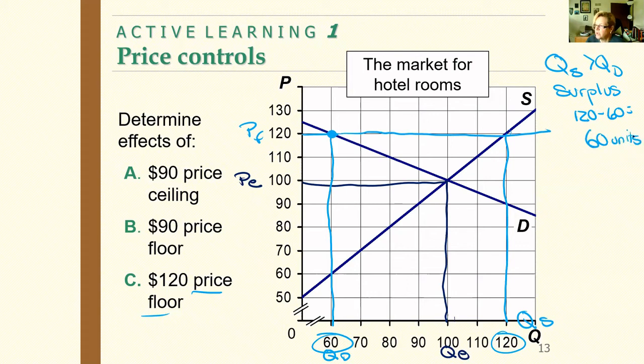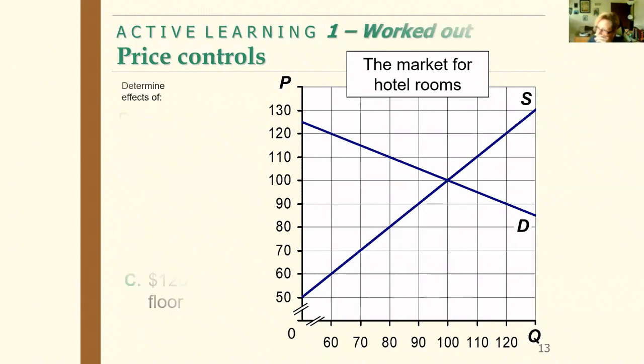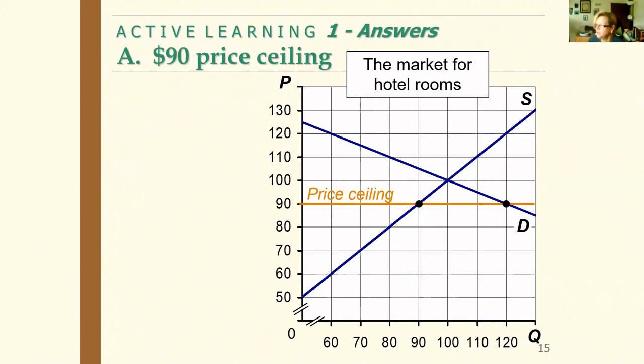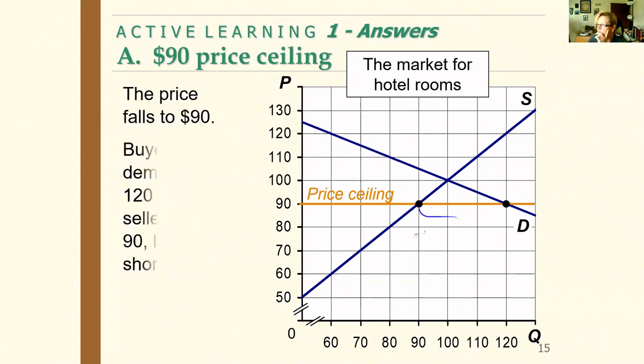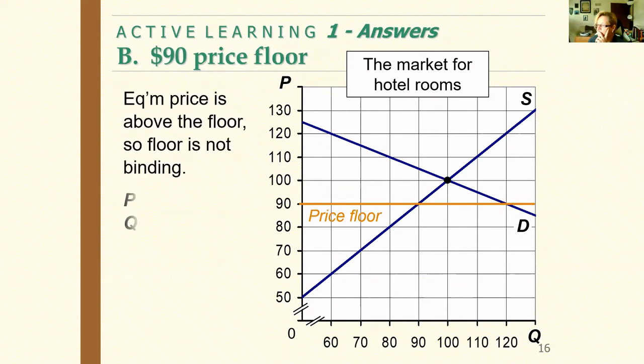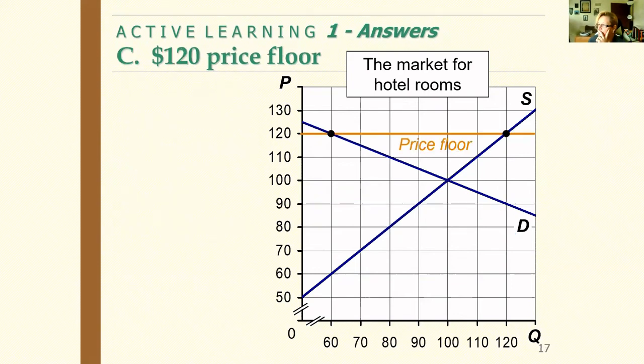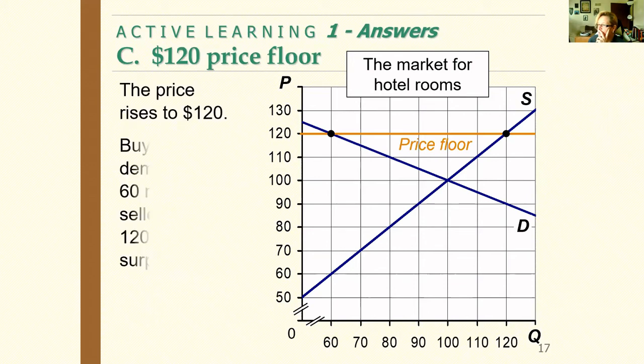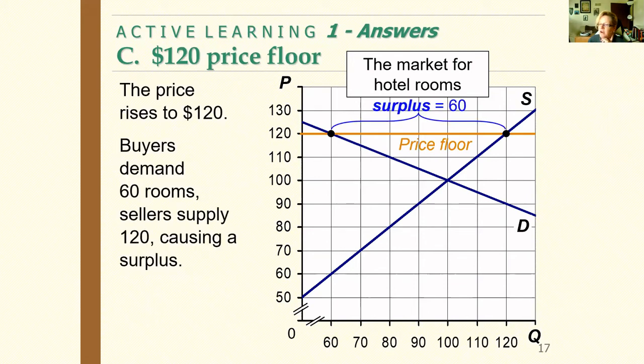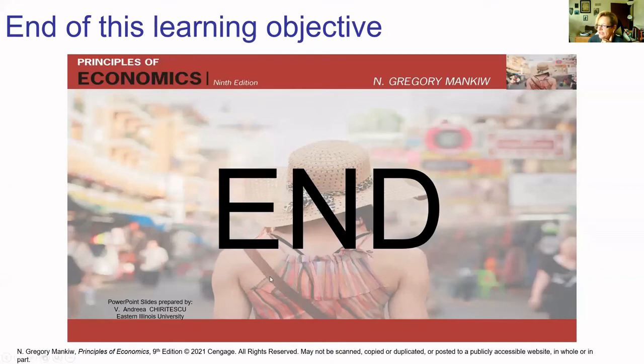Now, for hotel rooms, a surplus of 60 units maybe isn't that bad, but again, these are things that you still have to maintain. So again, it can cut into costs as well. Okay, so here's our price ceiling. Shortage of 30 units. Price floor, non-binding, no effect. And our price floor at 120, and that becomes a surplus. All right, so that is this objective.